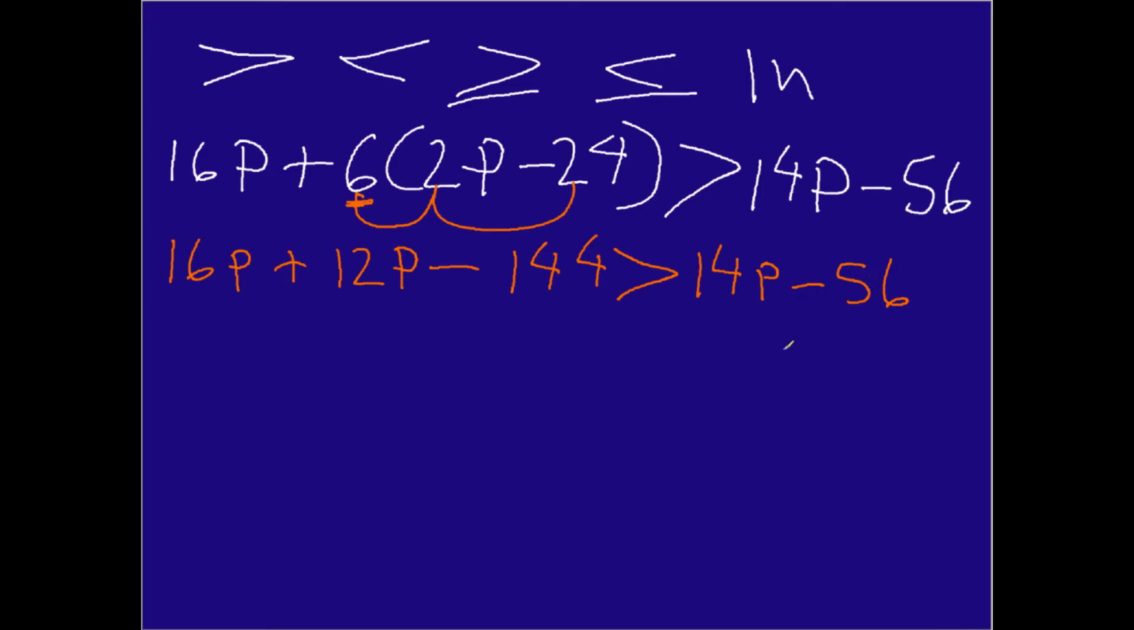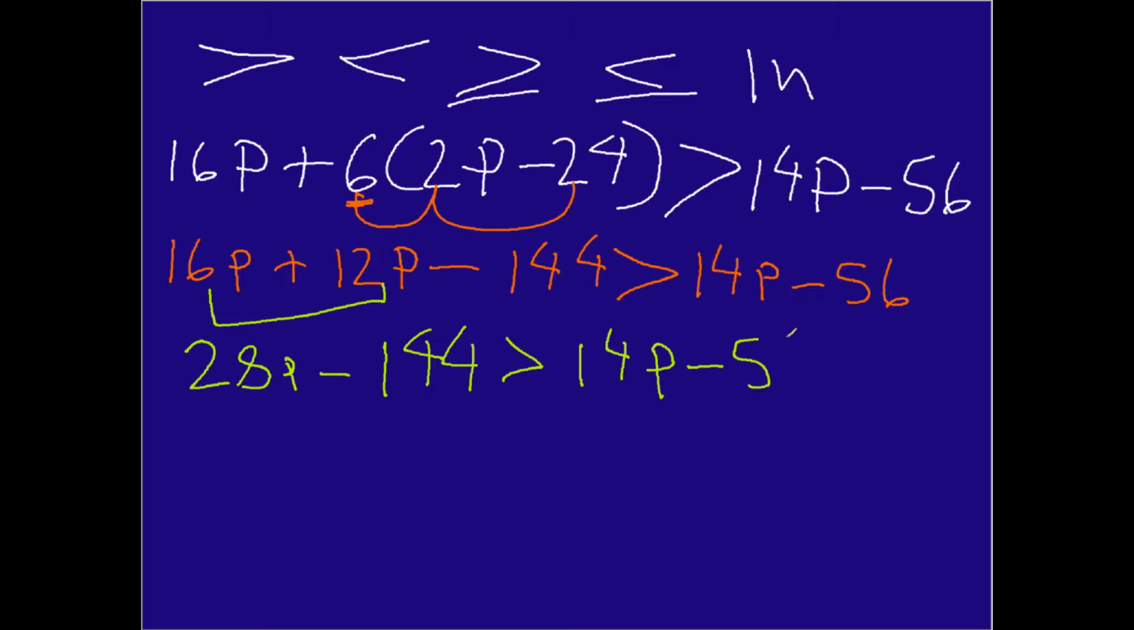Now for our second step, we're going to combine the like terms. In this situation, for right now, we're going to combine the 16p and the 12p. Again, this is all the basic steps that you use for any equation problem. So now we're left with 16p plus 12p, which is 28p, minus 144 is greater than 14p minus 56. That's our step so far. Now the next thing we want to do is deal with our p's. We want to combine those.